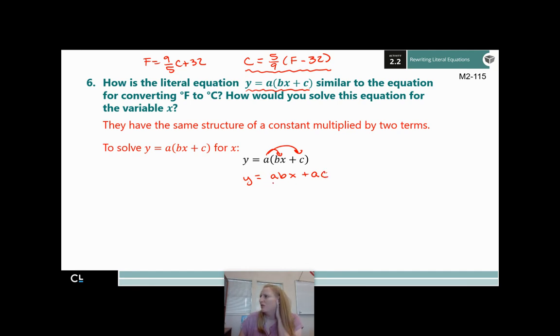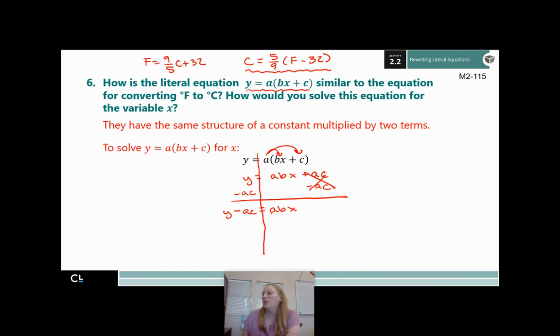Beautiful, lovely, wonderful. But I want to get the x all alone. So let's make our line. These guys are stuck on pretty good, so let's take care of this dangly guy first. That plus ac, let's get rid of it by subtracting ac. And if you do it to one side, you must do it to the other. So I now have y minus ac equals abx, because those cancel out, which is why we did it.